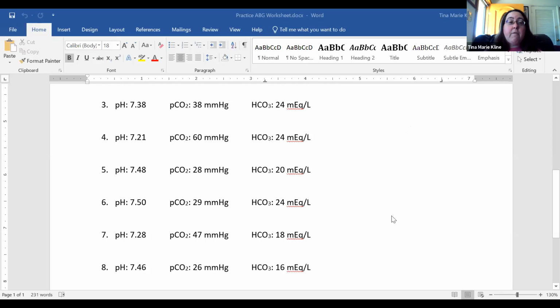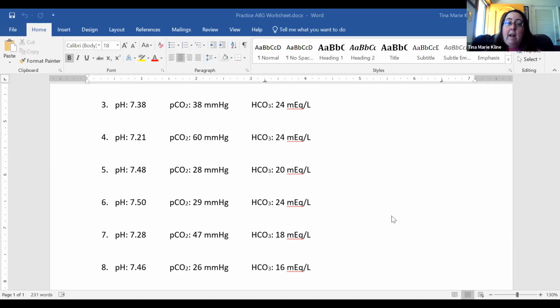All right. Number 4, pH of 7.21, that is acidotic. My PCO2 is 60, so that is also going towards the acidotic side. My bicarb is 24, it's normal. So the two that are going in the same direction are the pH and the PCO2. So this is a respiratory acidosis. And because the bicarb is in normal range, this is considered an uncompensated respiratory acidosis.